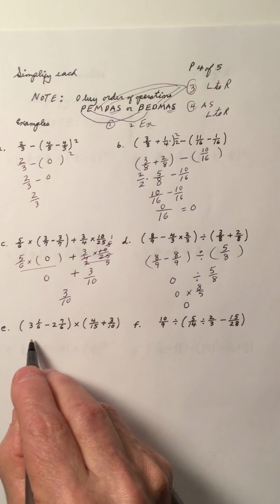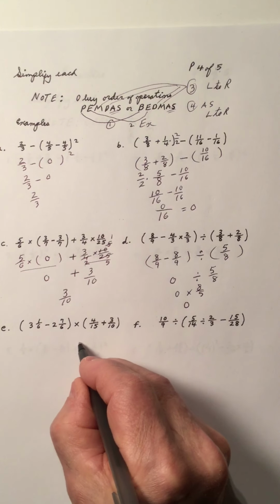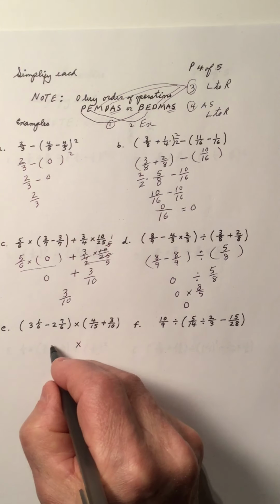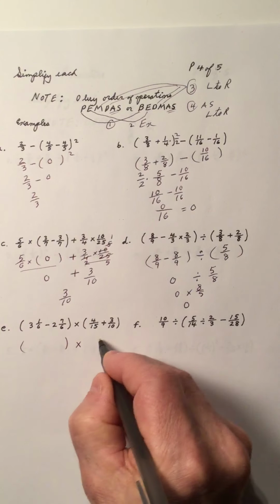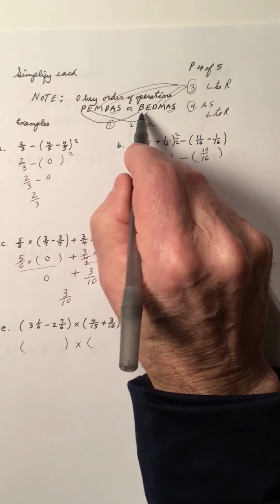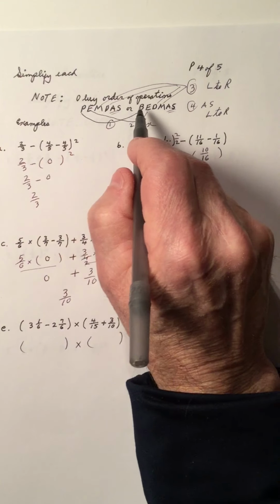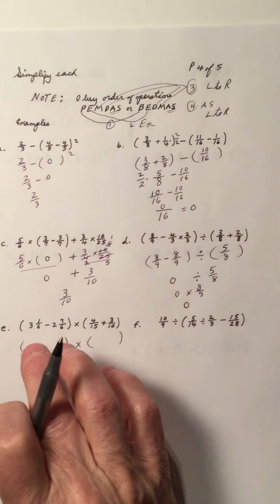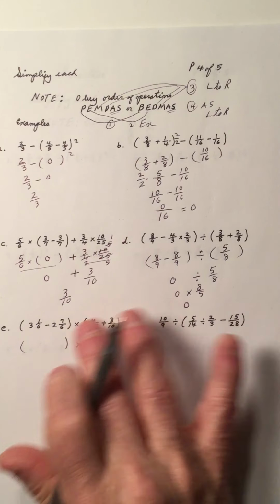E, I have to work the inside. I have a multiplication here, so I have to work the inside of both of these brackets first, because PEMDAS says I do brackets, exponents. Brackets or parentheses. So I have to do the inside of these first. There's no exponents here.